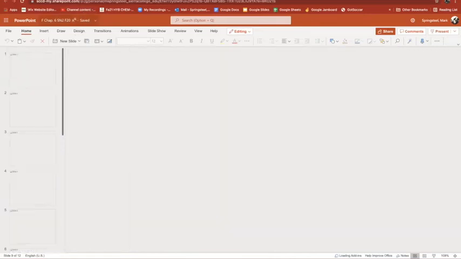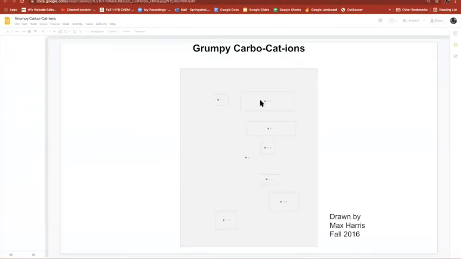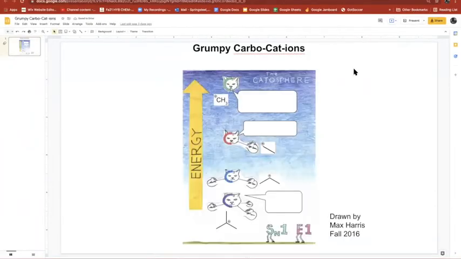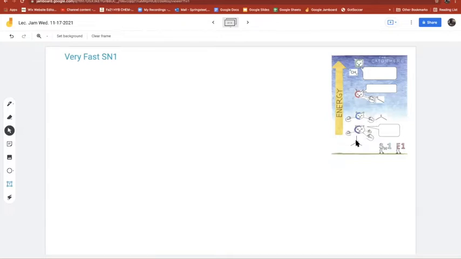Let's look at this really quick. Grumpy carbocations. Remember our grumpy carbocations: the carbocation is short on electrons. It wants more electrons. And if it has an sp3 carbon attached to it, those sp3 carbons donate and help out. Here you go. Here you go. So the tertiary carbocation is lowest in energy because it has 3 sp3 carbon neighbors donating to it.